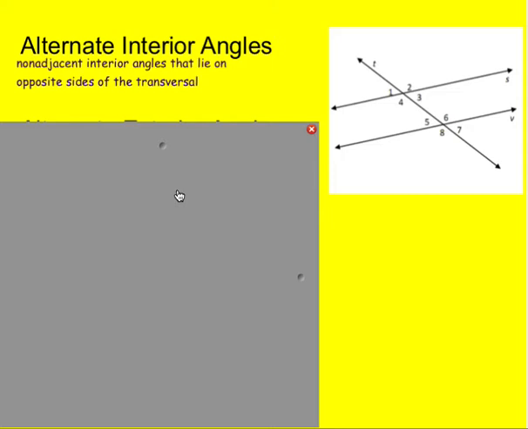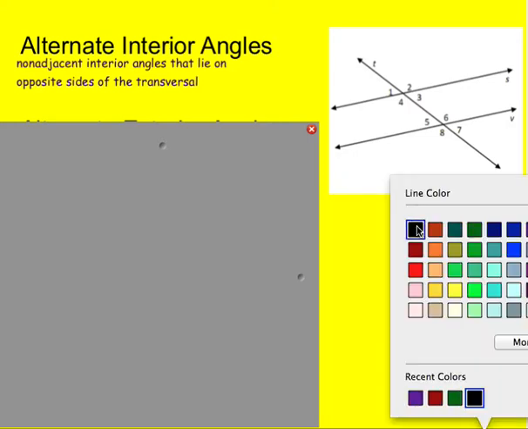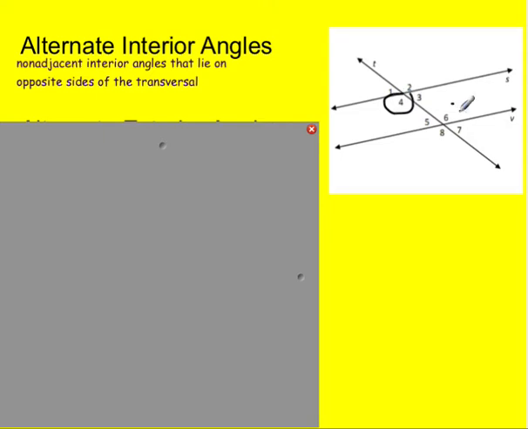Let's take a look at a physical example. You should be writing the examples down because for me it's a lot easier to look at an example and see a picture of what an alternate interior angle looks like than to try and read the mumbo jumbo from that definition. So what is an alternate interior angle? Well, an alternate interior angle is 4 and 6.